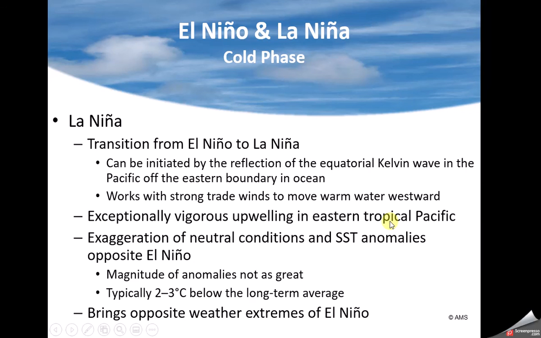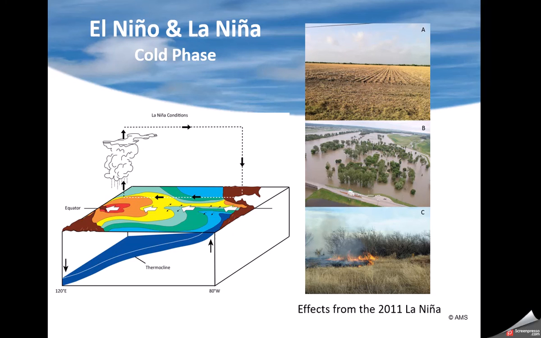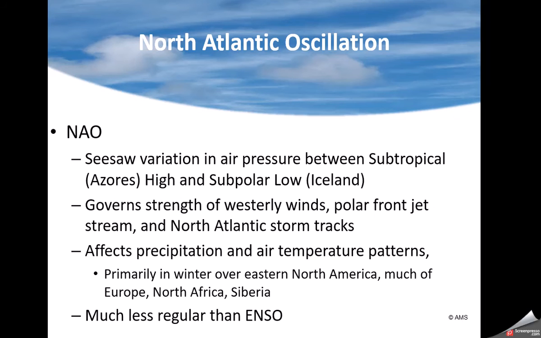La Nina is just the opposite. Usually caused by a lot of upwelling in the eastern tropical Pacific, which is what is going on right now. And all of a sudden, all that convection and stuff is now way west and not so far east. And it changes up the flow pattern tremendously.